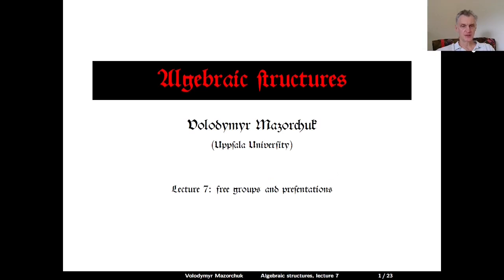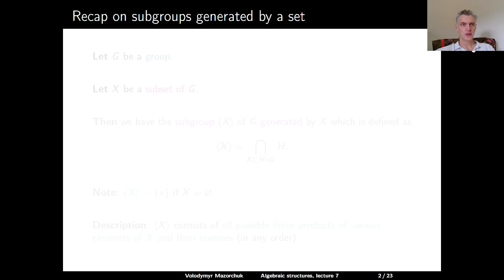Algebraic structures, lecture 7, pre-groups and presentations. Let us start with a quick recap on subgroups generated by a set. Let G be a group and X a subset of G.